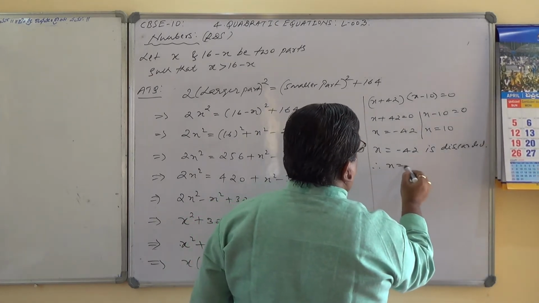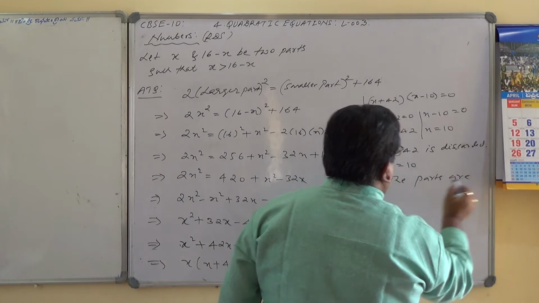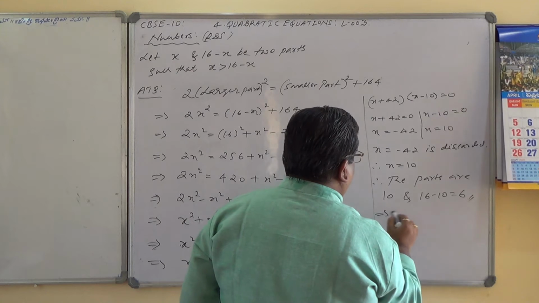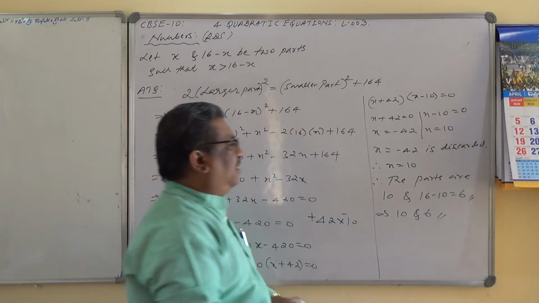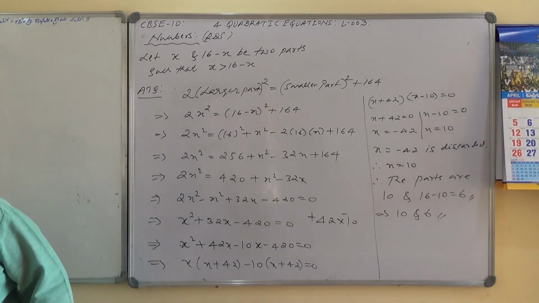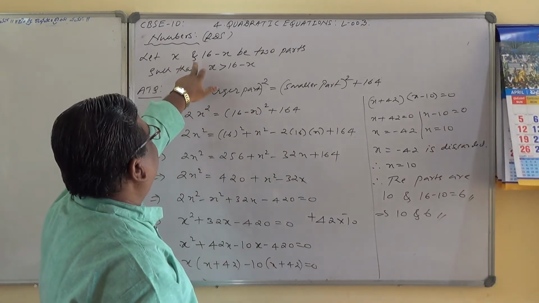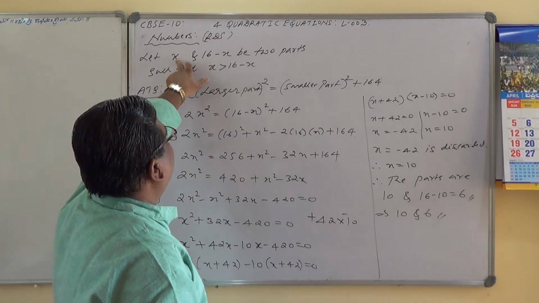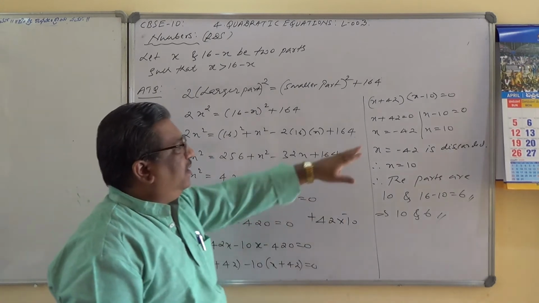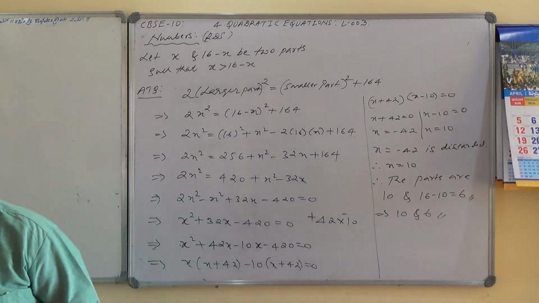Therefore x equals 10. Therefore, the parts are 10 and 16 minus 10 is equal to 6, implies 10 and 6. This is the answer here. I hope you have understood. Here, remember, the sum of the smaller number and the other number should be 16. So x must be greater than 0. Here minus 42 is less than 0, hence it is discarded. Okay, fine. Let us go to the next example.